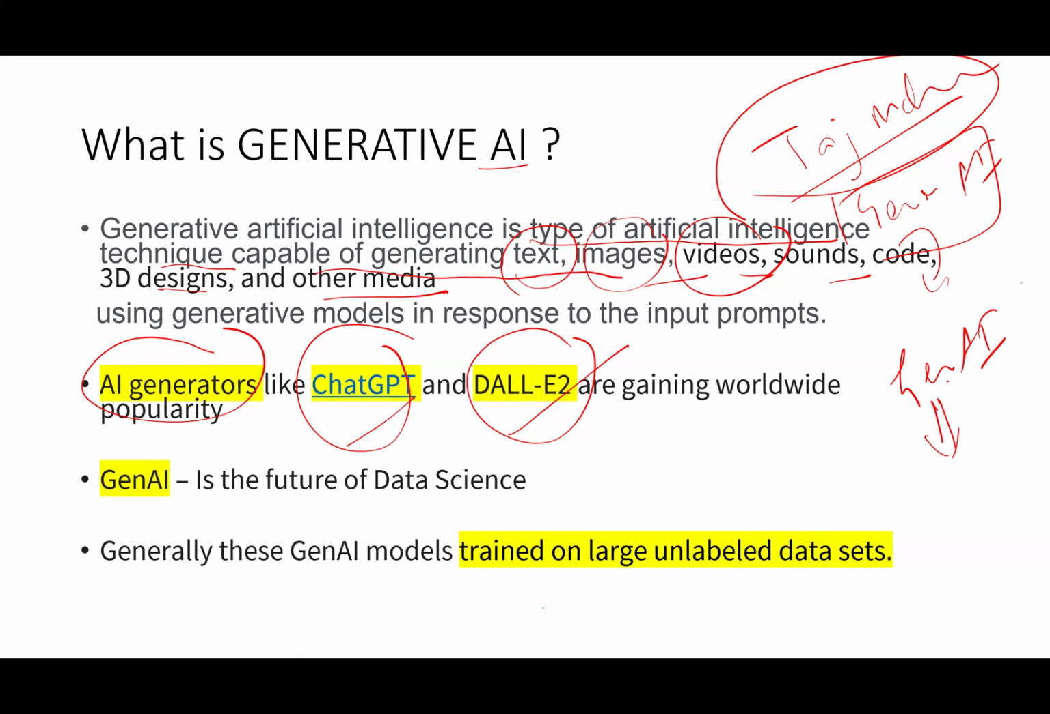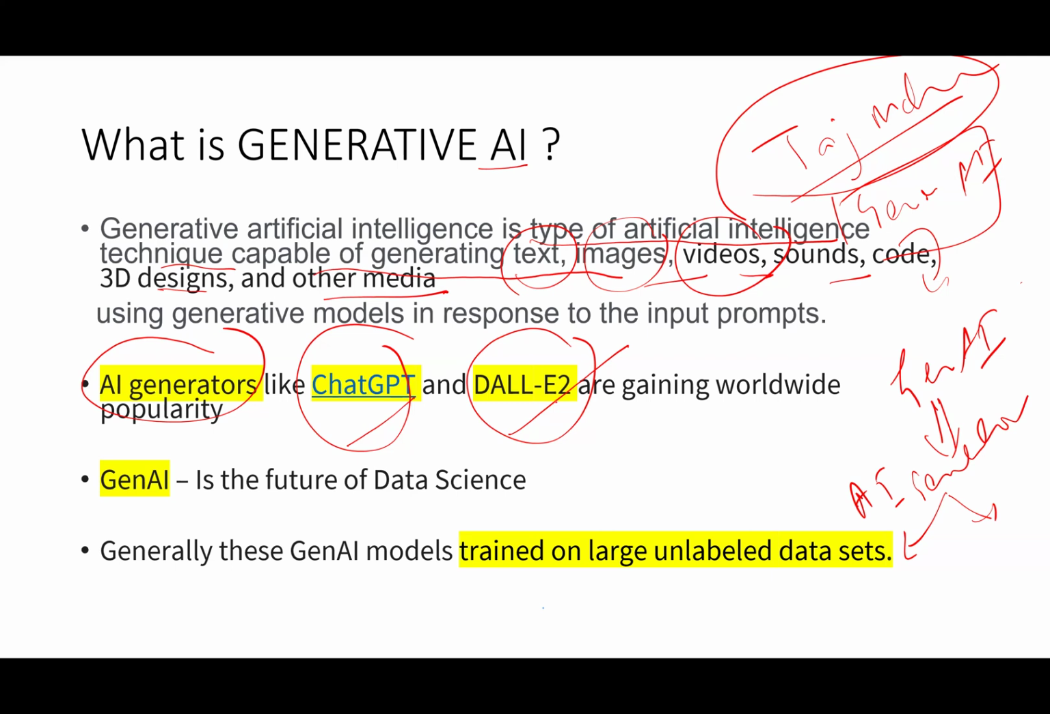Okay, under generative AI, we use n number of AI generators. What are these AI generators? We have two types of AI generators. One is ChatGPT, another is DALL-E 2. These are the most advanced AI generator tools. I told you what an AI generator is.